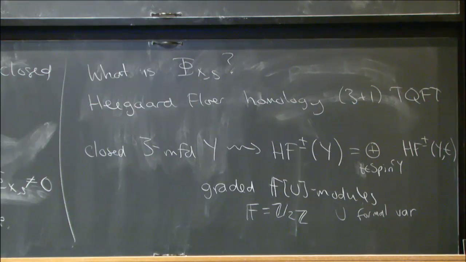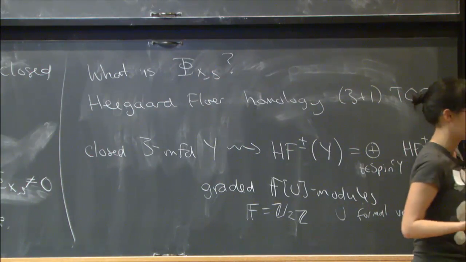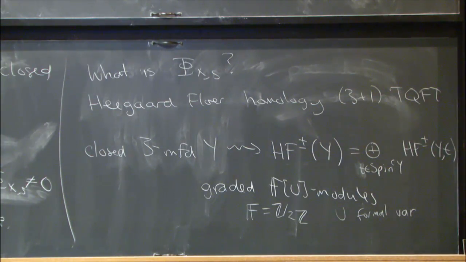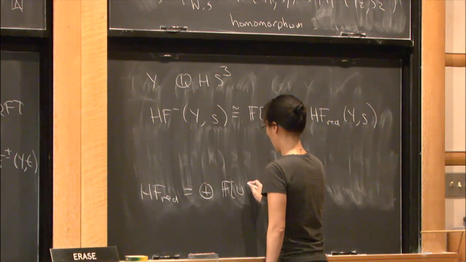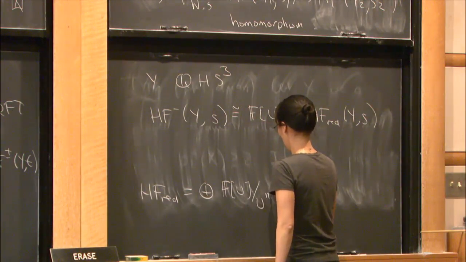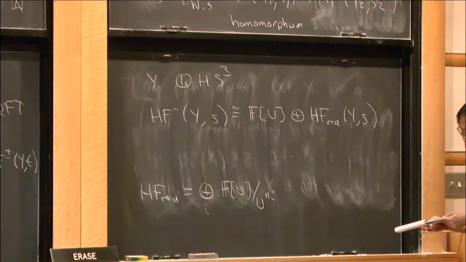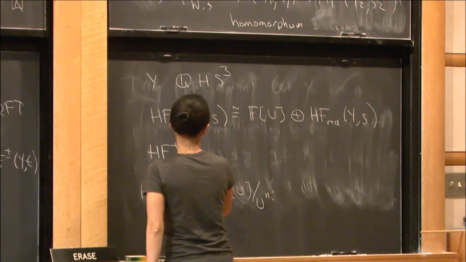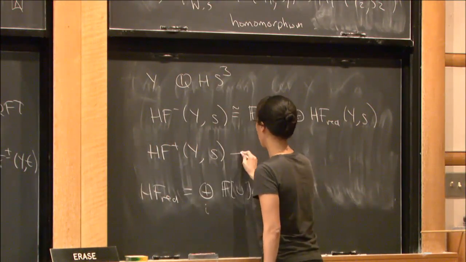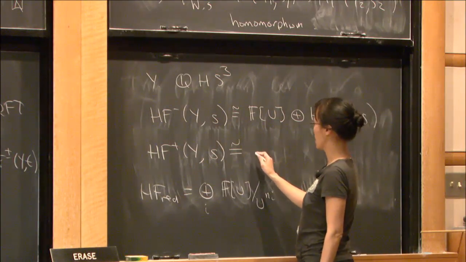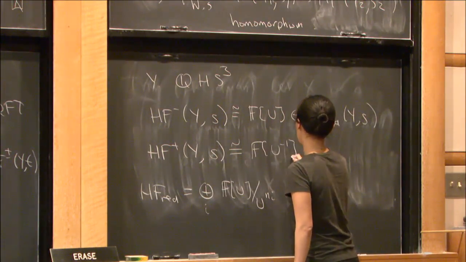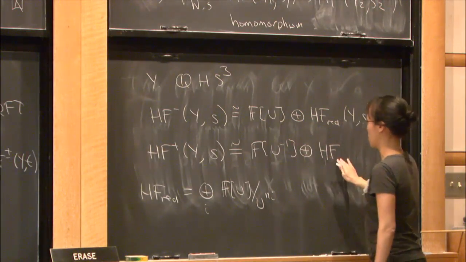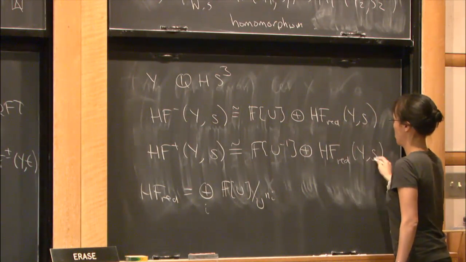So what does a finitely generated U-torsion F[U]-module look like? Well, it's just going to be the direct sum of some pieces that look like these truncated polynomial rings. And HF plus admits a similar non-canonical splitting. HF plus is going to split as F[U^{-1}] plus the same HF red. So the HF red here and here is the same.